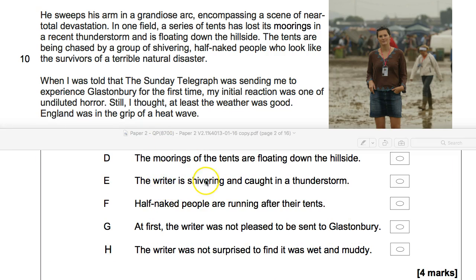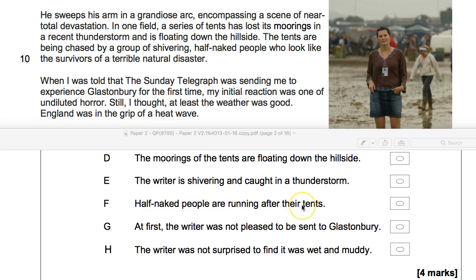Okay, so let's go back. I've got the word shivering here and thunderstorm, and I scanned for thunderstorm, and I can also scan for shivering, which is here somewhere. A group of shivering. So it's not the writer who's shivering, it's the group. So I've got to pay attention. Close reading again, so that's going to be false.